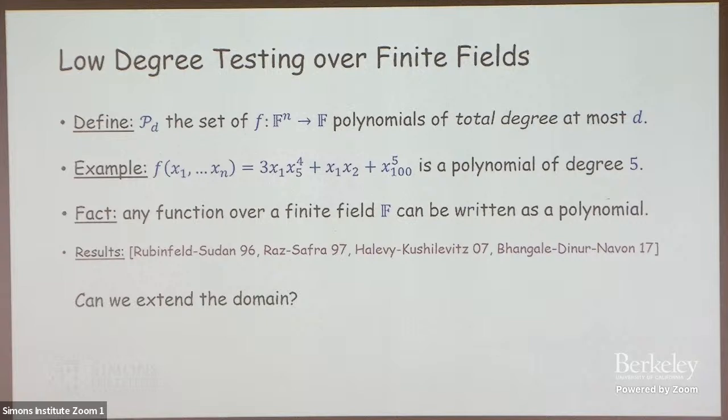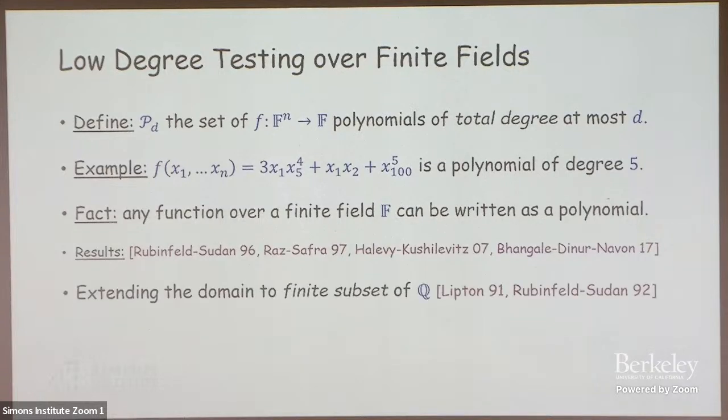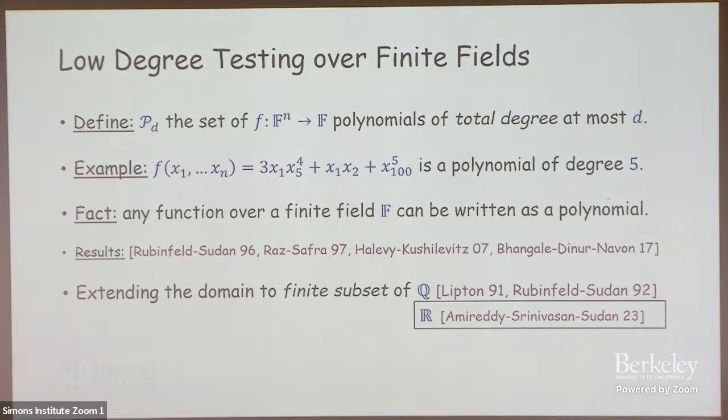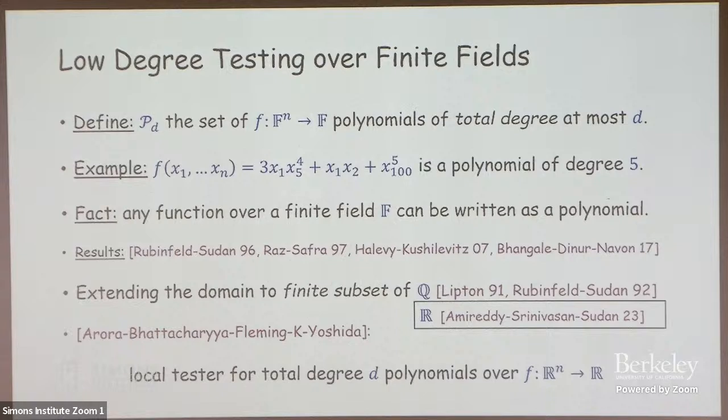And our main question is, can we extend the domain on which we make such tests? There are some early works generalized for finite subsets over the rationals. And there are some recent works that generalized for finite subsets over R. And what we did is generalize for infinite domains, for functions defined over R^n to R.